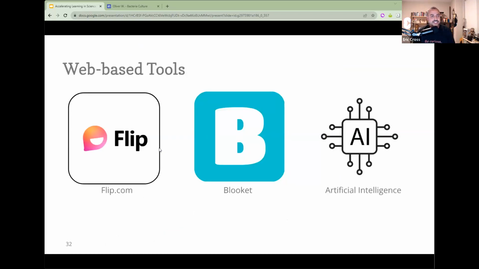A few other tools I'd like to share. One is flip.com. If you're not familiar with flip.com, this is a website where you can create a classroom and students can record videos of themselves presenting. You can control who sees it. You can also control the duration, and they have little emojis and all kinds of things.